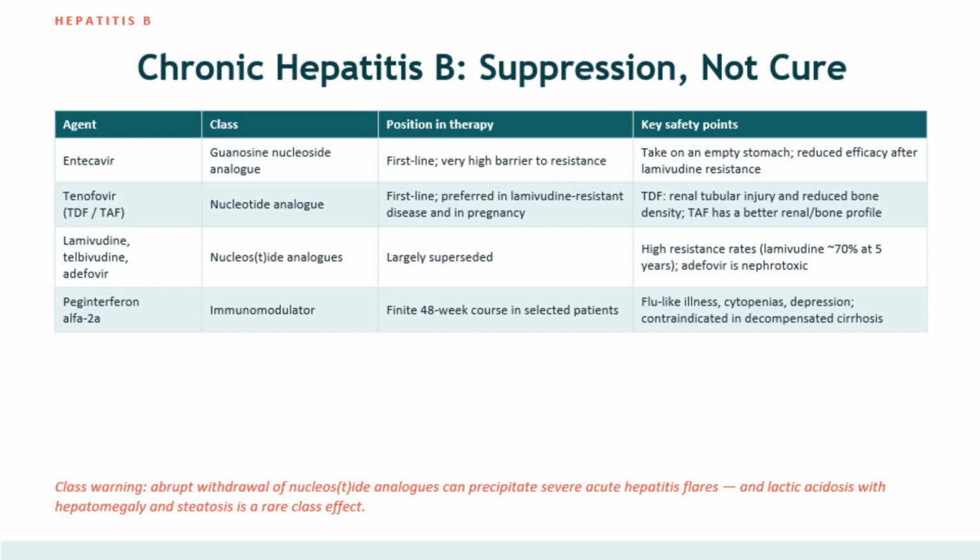Practical points: entecavir on an empty stomach. Peg-interferon is the one finite duration option. But flu-like symptoms, cytopenias and depression limit it, and it's contraindicated in decompensated cirrhosis. And please read that warning line, because it catches people out. Stopping these drugs abruptly can trigger a severe hepatitis flare. This is generally long-term therapy.